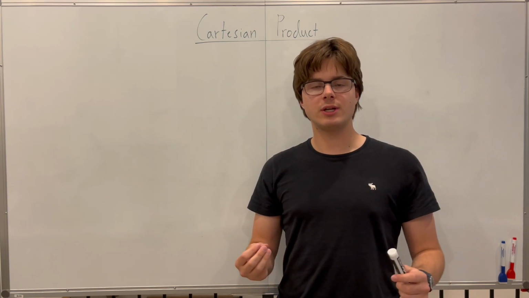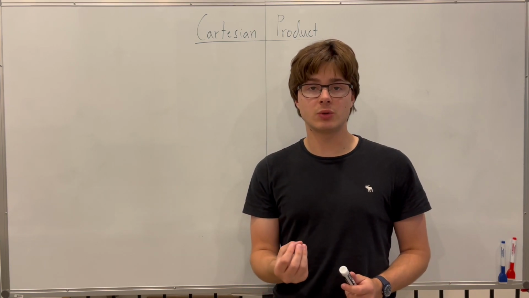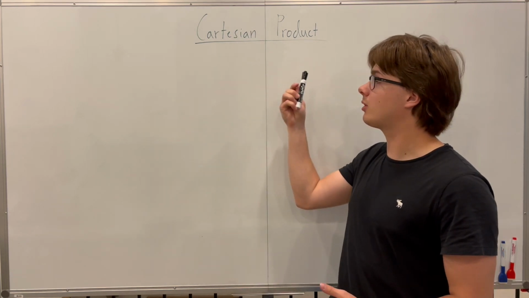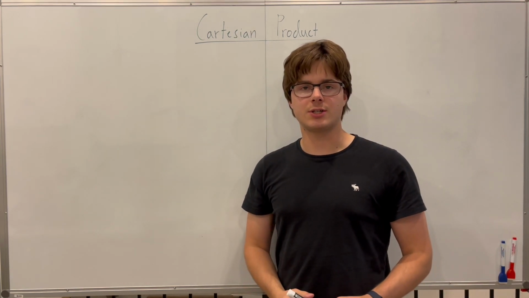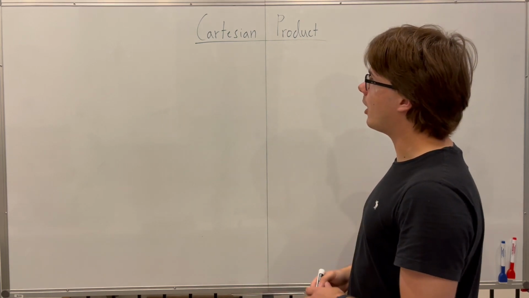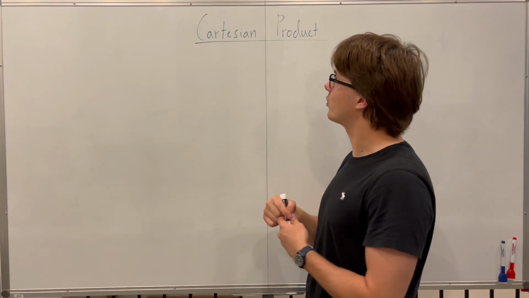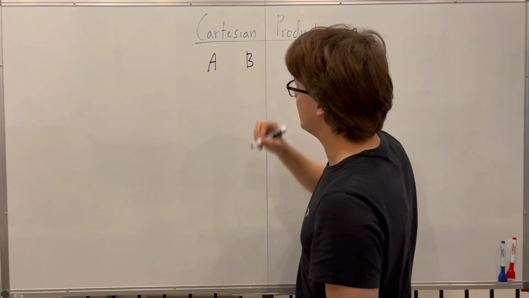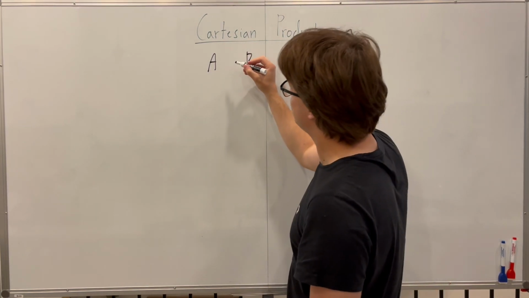Okay, so before we do any sort of function problems or even learn what an actual function is in math, we need to briefly understand what a Cartesian product is. So what is a Cartesian product? Well, a Cartesian product is when you take two sets. For example, let's take the sets A and B, and what you say is A cross B.